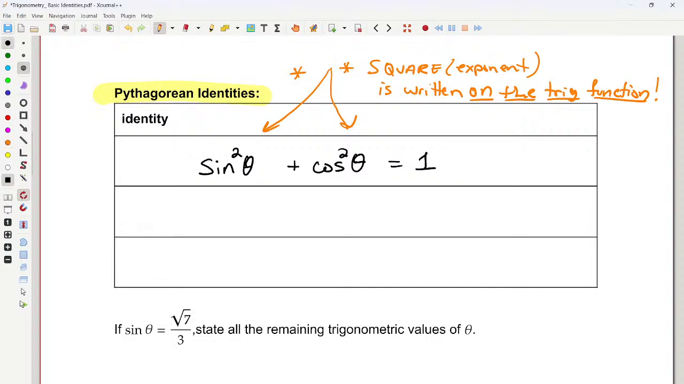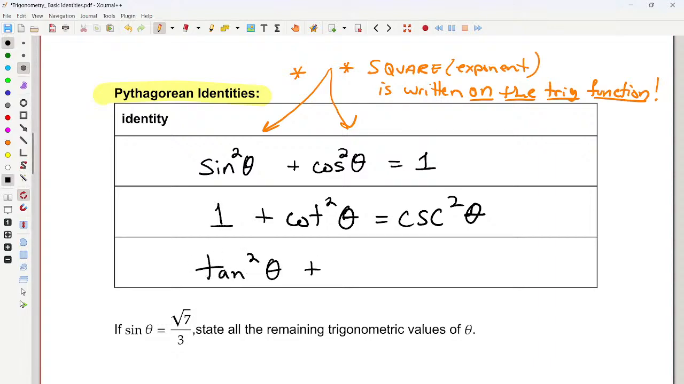Another Pythagorean identity is 1 plus cotangent squared equals cosecant squared. And the third is tangent squared plus 1 equals secant squared.